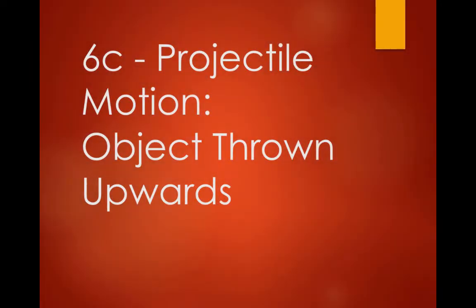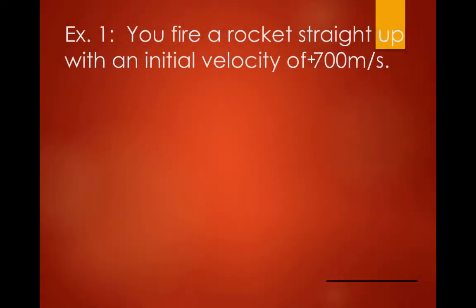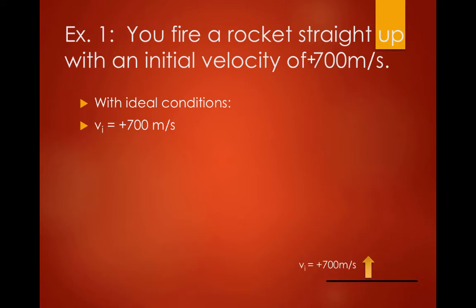Lesson 6C, Projectile Motion, Object Thrown Upwards, Problem Solving. Example number 1. You fire a rocket straight up into the air with an initial velocity of plus 700 meters per second. Under ideal conditions, the initial velocity in the y-plane upwards would be plus 700 meters per second. The acceleration is equal to g, which is negative 9.8 meters per second squared.